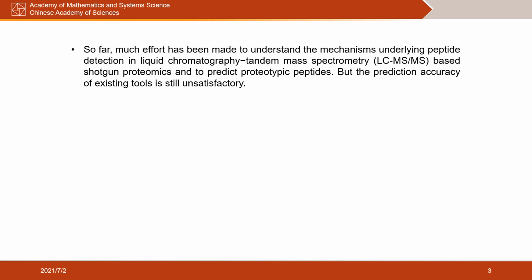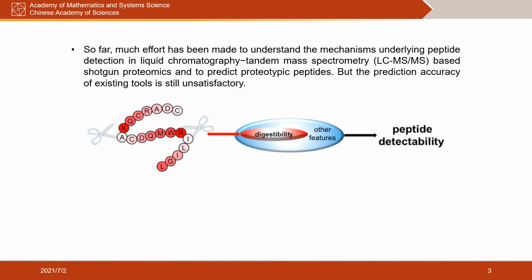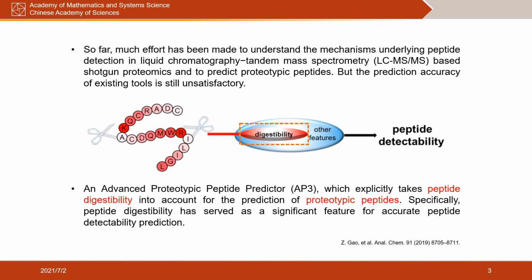So far, much effort has been made to understand the mechanisms underlying peptide detection and to predict proteotypic peptides, but the prediction accuracy of existing tools is still unsatisfactory. We found out that one crucial reason is the neglect of the significant influence of peptide digestibility. Thus, in our recent work, an advanced proteotypic peptide predictor, or AP3 for short, digestibility has served as a significant feature for accurate peptide detectability prediction. Unfortunately, there are still very few easy-to-use tools for both digestibility and detectability prediction for various proteases.